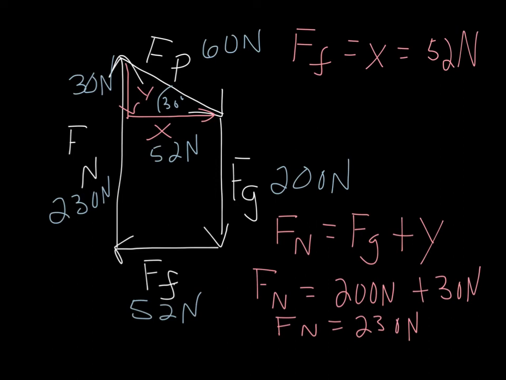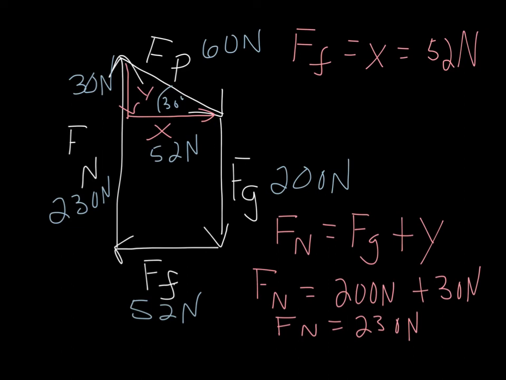And then if we look at the normal force, it's the same as the gravitational force plus the y. So we already calculated the gravitational force, we already calculated y as 30 newtons, so we add the 200 newtons gravitational to the 30 newtons of y, and we get 230. I know that kind of looks like a 231, but it's 230 newtons. And so then you can label the normal force 230 newtons.